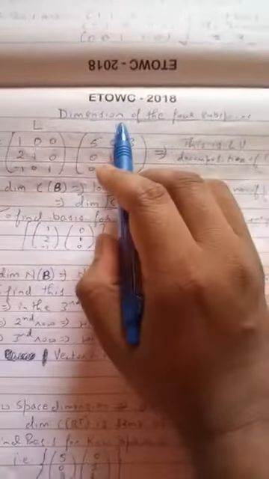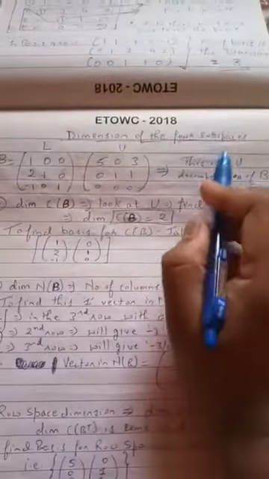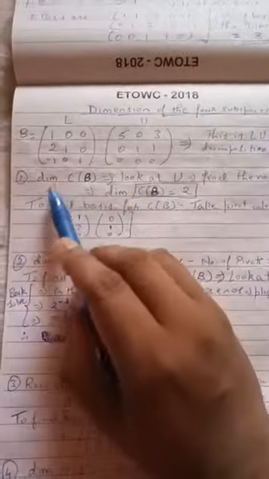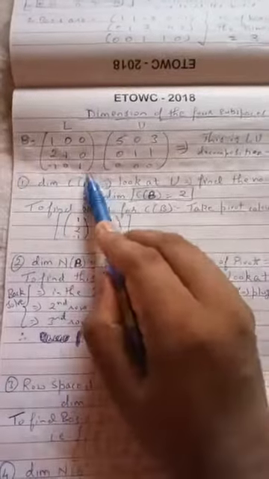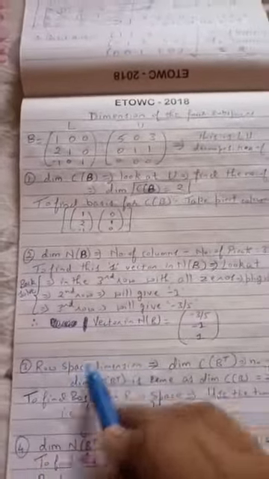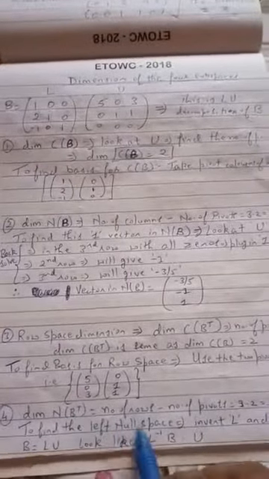In this video, I'm going to explain how to find the dimension of the four subspaces. So let's just recap quickly what the four subspaces are. The first is the column subspace. The second is the null space. The third is the row space. And the fourth is the left null space.